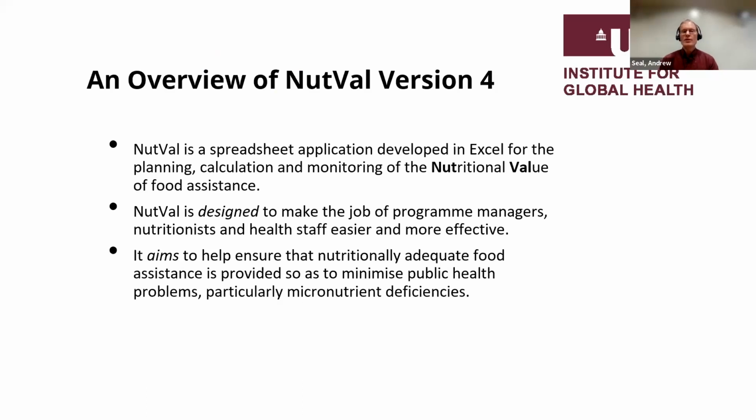So we wanted to start now by just giving you an overview of the current version of NutVal, which is NutVal 4.1. So what is it and what's it designed to do? So it's a spreadsheet application developed in Excel for the planning and monitoring of the nutritional value of food assistance. So it was designed to try and make the job of program managers, nutritionists, and health staff easier and more effective, and aims to ensure that nutritionally adequate food assistance is provided. And it was developed initially particularly with a focus on micronutrient malnutrition. Next slide, please.